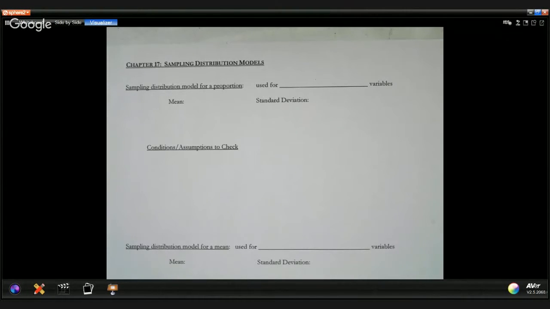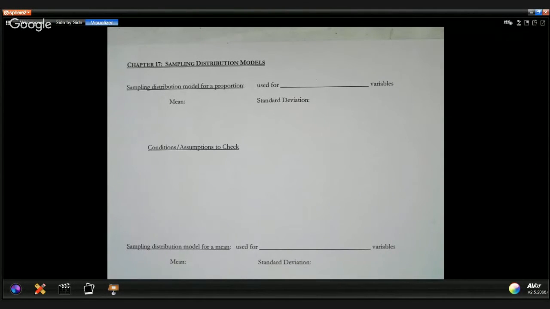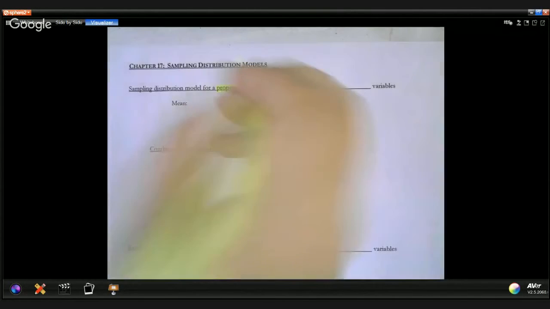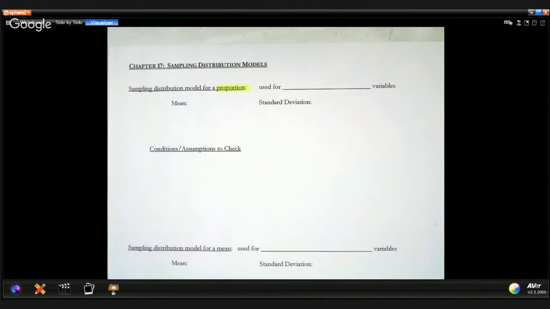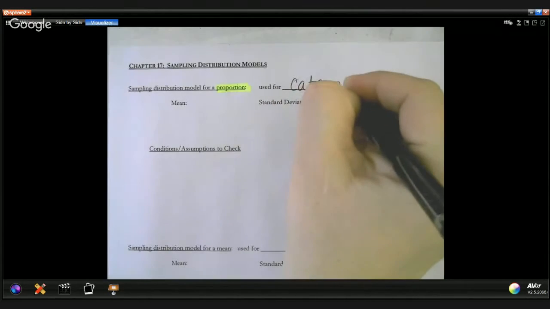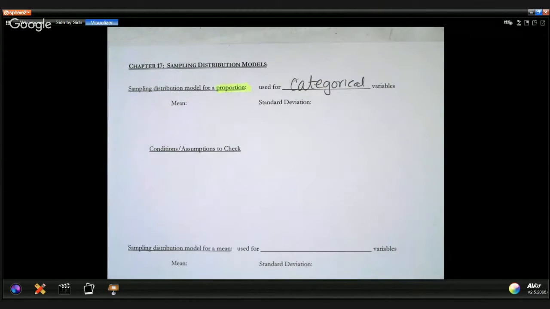Okay, so what we're going to be talking about today is we're going to start chapter 17, which is sampling distribution models. And the first lesson, today's lesson, is going to be dealing with proportions. Remember, we do proportions whenever you have categorical variables or categorical data, when there's only two options: you can either have a success or a failure.